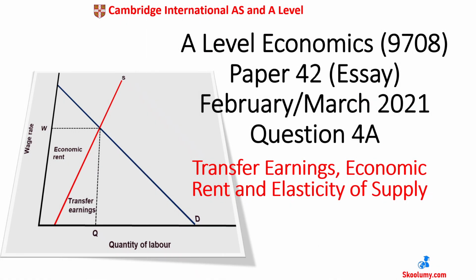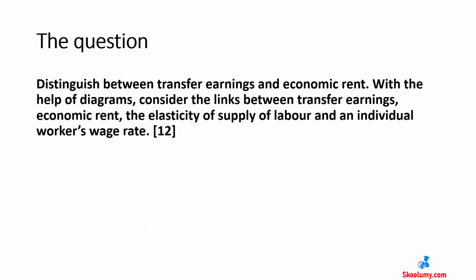This is an exemplar answer to question 4A, Cambridge International Advanced Level Economics, Paper 4-2, February-March 2021, essay question on transfer earnings, economic rent and elasticity of supply. The question is: distinguish between transfer earnings and economic rent. With the help of diagrams, consider the links between transfer earnings, economic rent, the elasticity of supply of labor and an individual worker's wage rate. 12 marks.